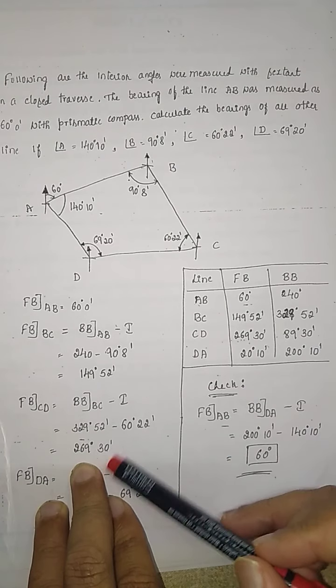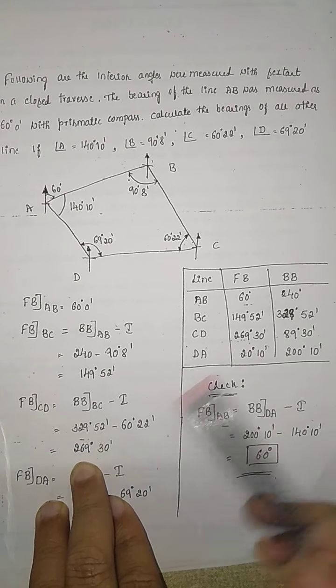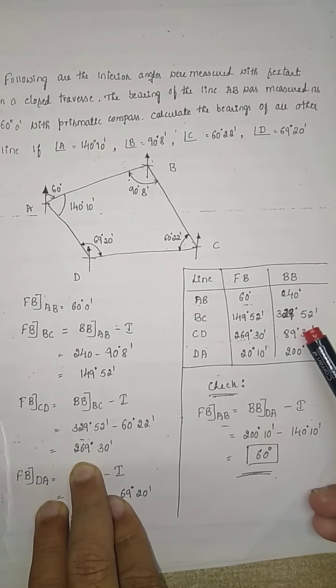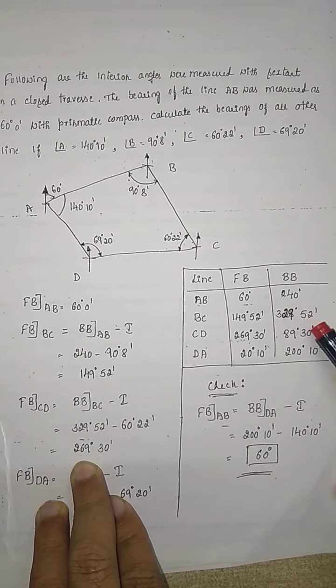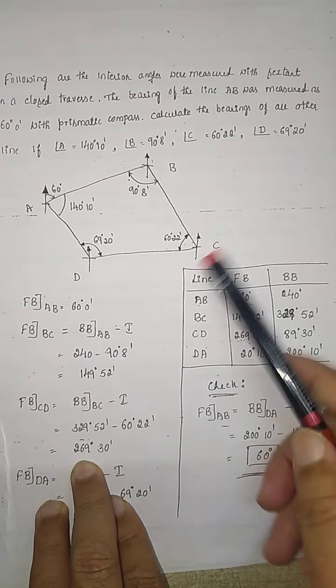Now you need to calculate the fore bearing of the line. Okay, so again this is more than 180 degrees. So if you reduce 180 from this, you are going to get the back bearing. So the back bearing you have got is 89 degrees 30 minutes for the line CD.